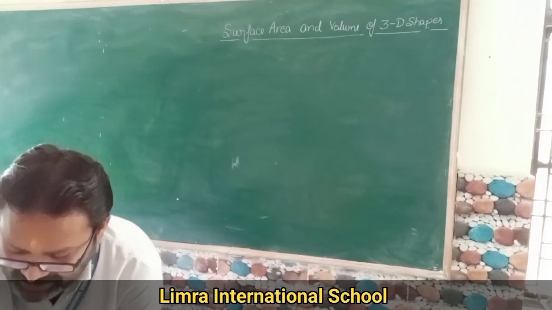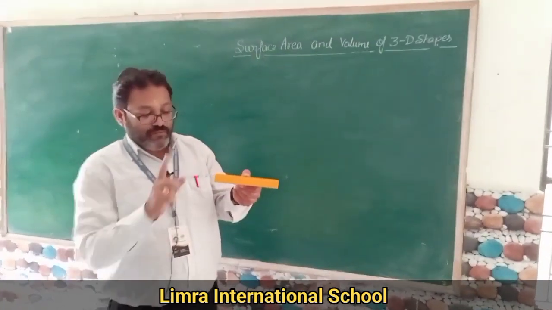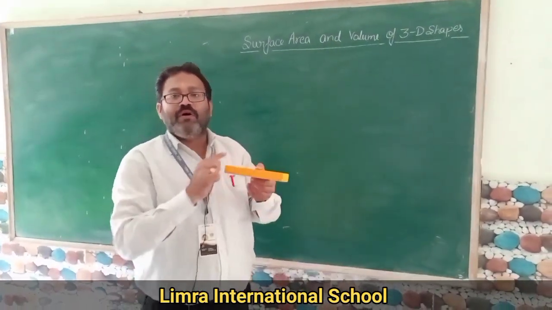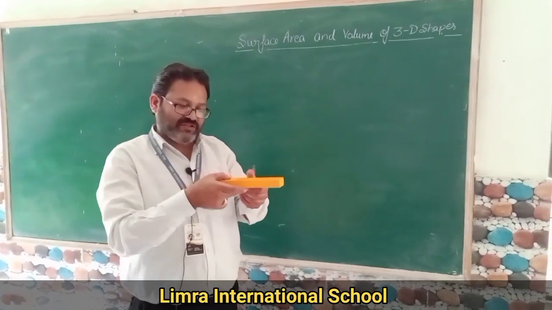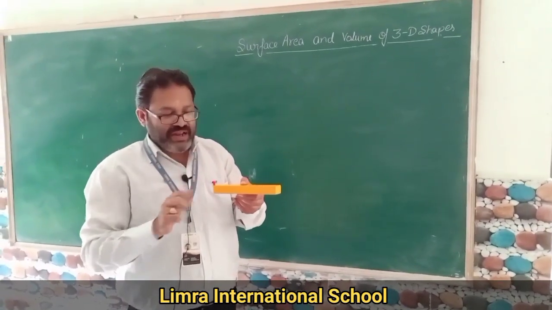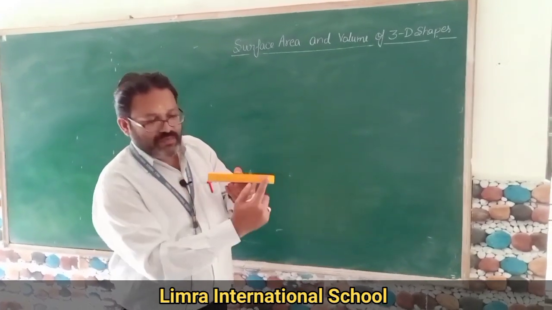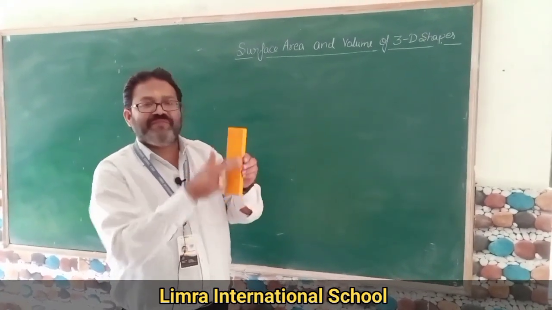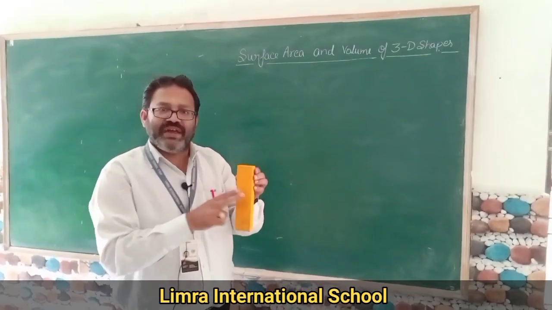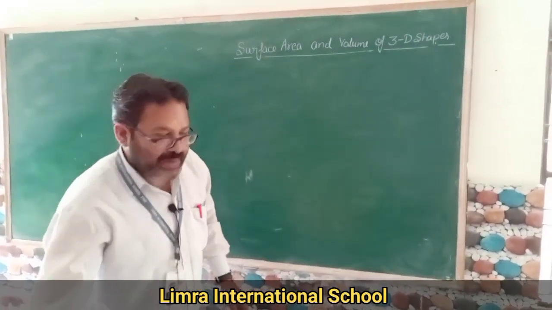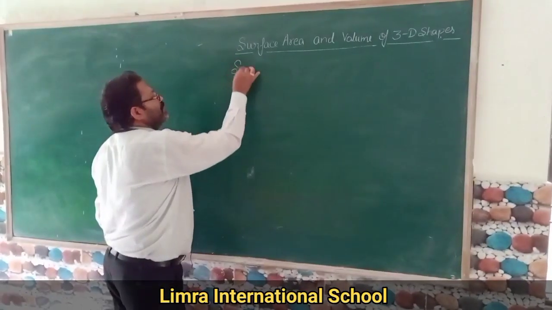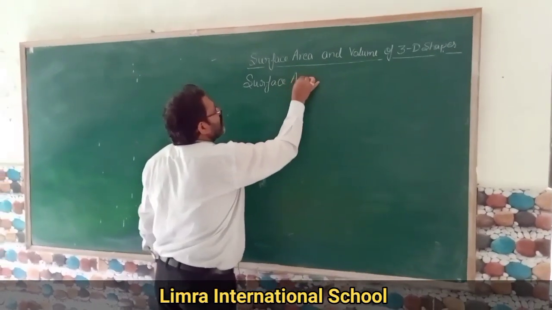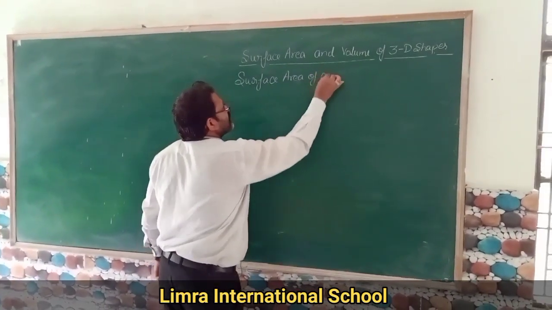Okay, and look here, this is the cuboid. What is a cuboid? Length, breadth and height are not all equal, so that's why it is called a cuboid. It also has 6 surfaces. Surface number 1, 2, 3, 4, 5 and this is surface number 6. So today I am talking about the surface area of a cuboid.